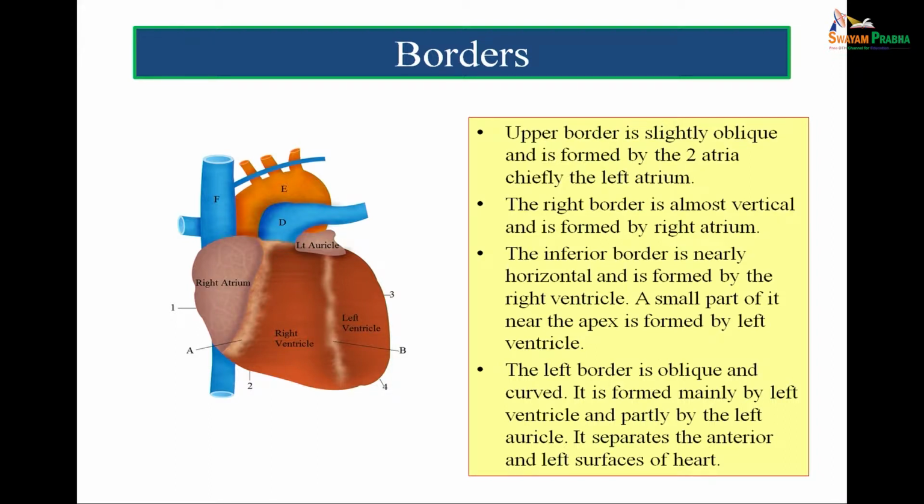In this figure, we can also appreciate the anterior surface of the heart and the constituents of the anterior surface of the heart. We can make out the right atrium, the right ventricle, the left ventricle, and the left auricle, which are making up the anterior or sternocostal surface of the heart.